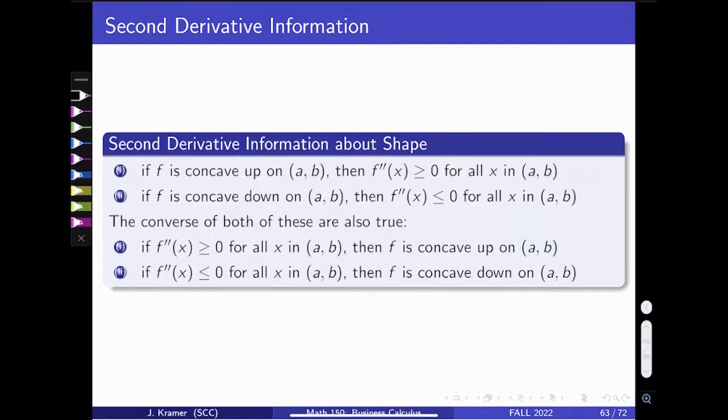If f is concave up on an interval, then the second derivative will be positive in that interval. And if f is concave down on an interval, then the second derivative will be negative. The converse of both of these are also true. If the second derivative is positive, then the original function is concave up. And if the second derivative is negative, then the original function will be concave down.